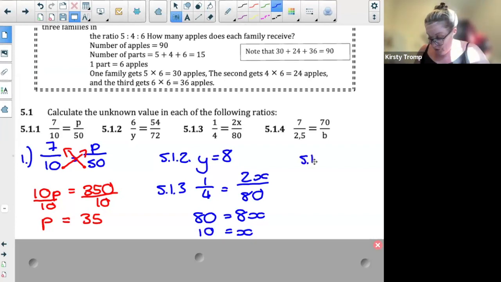And for 5.1.4, 7 times 10 gives me 70. So 5 times 10 will give me 25. So B is equal to 25.